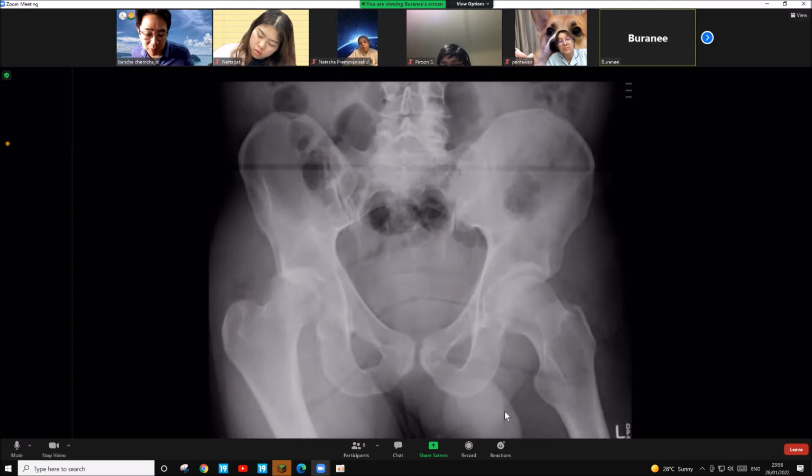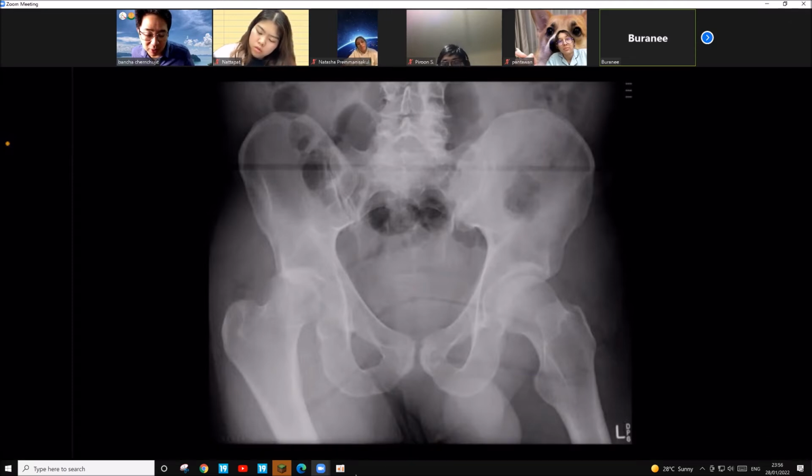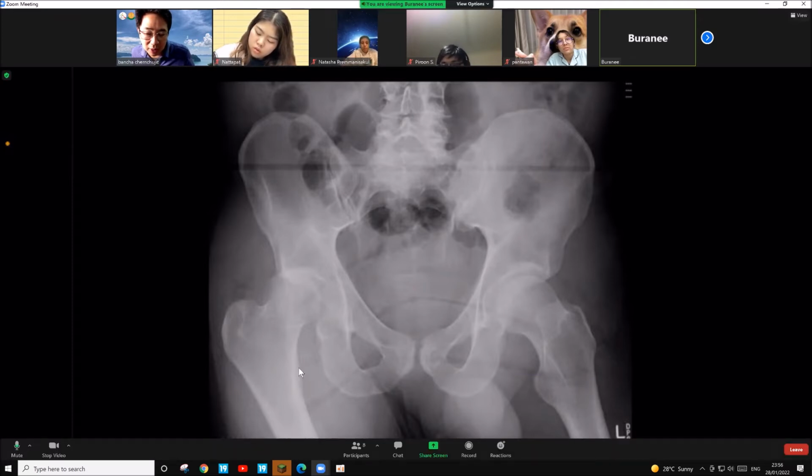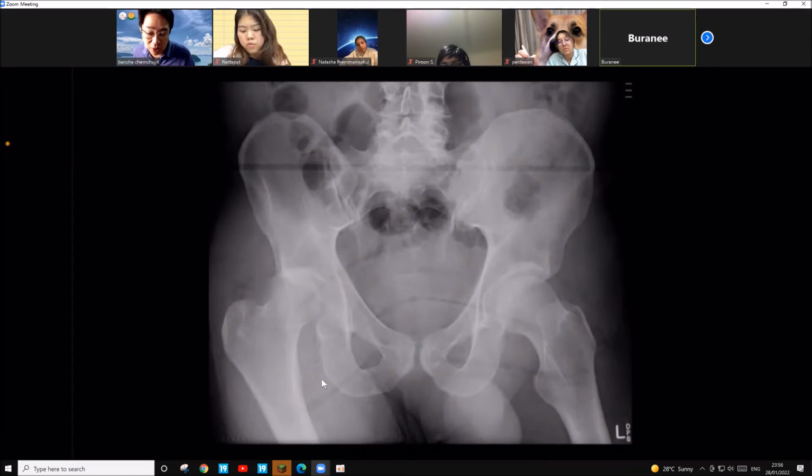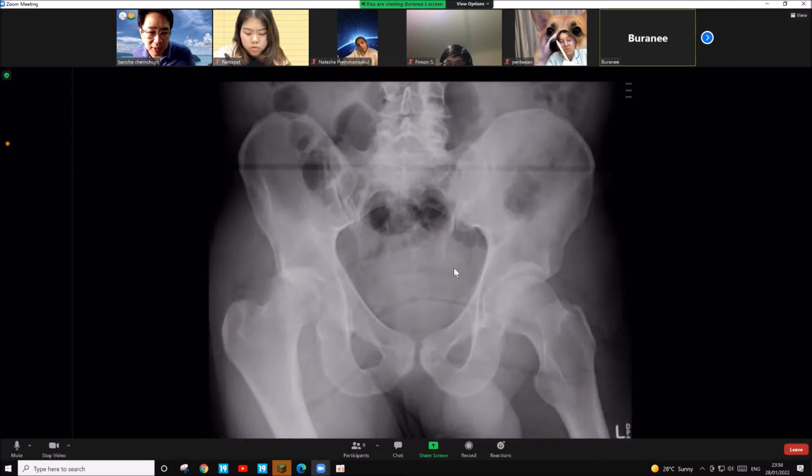Understand? But you look at this, there's some adduction, right? Compared to the opposite side, you cannot see the lesser trochanter, you see? That means this hip is internally rotated and adducted. So that's the clue to tell you that this patient has a posterior hip dislocation, and the picture is not classic, so think about an acetabular wall fracture or acetabular fracture. Okay? Right?